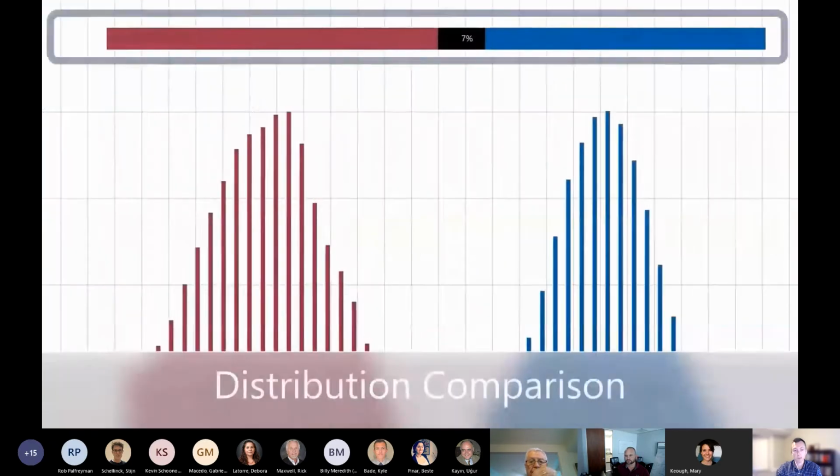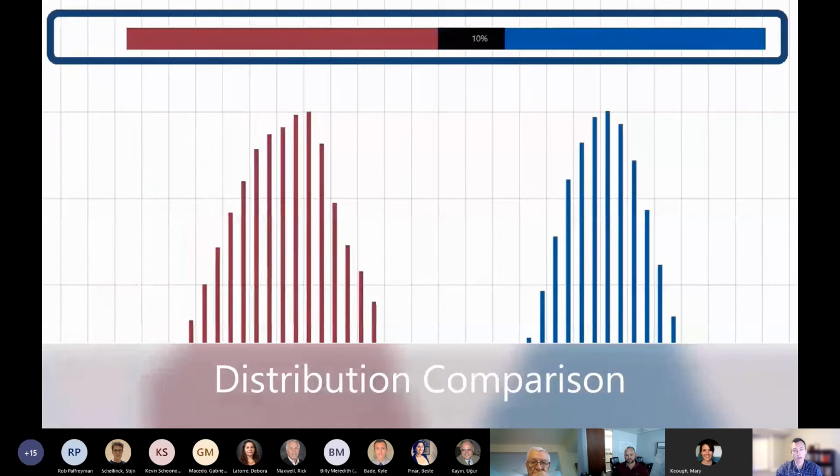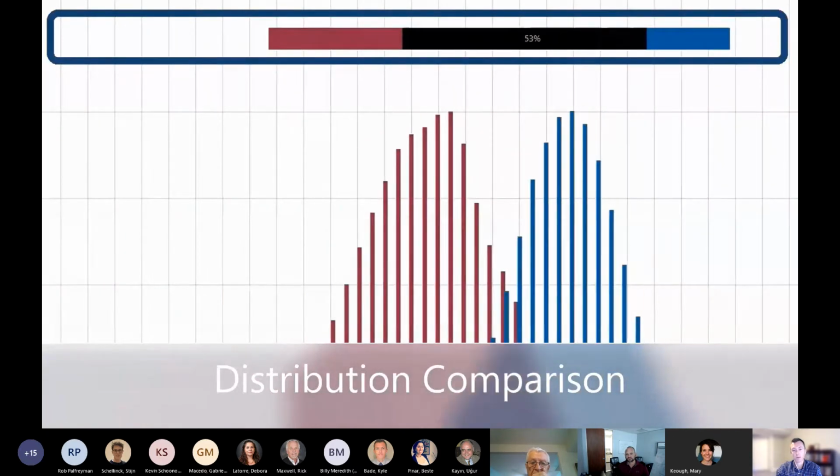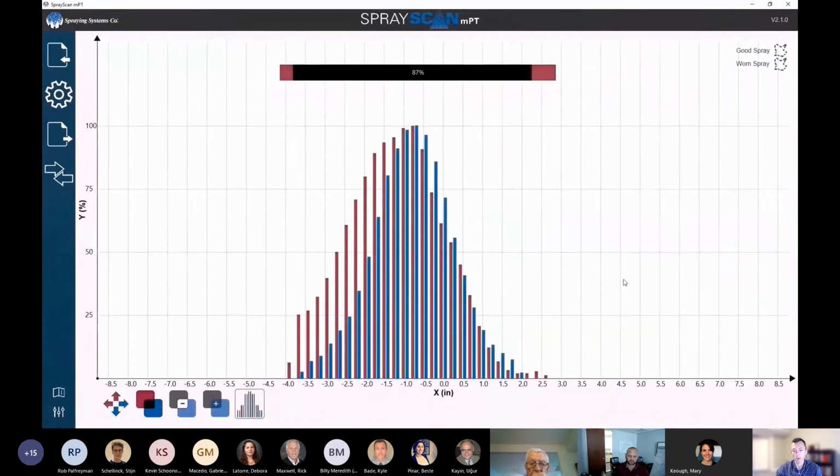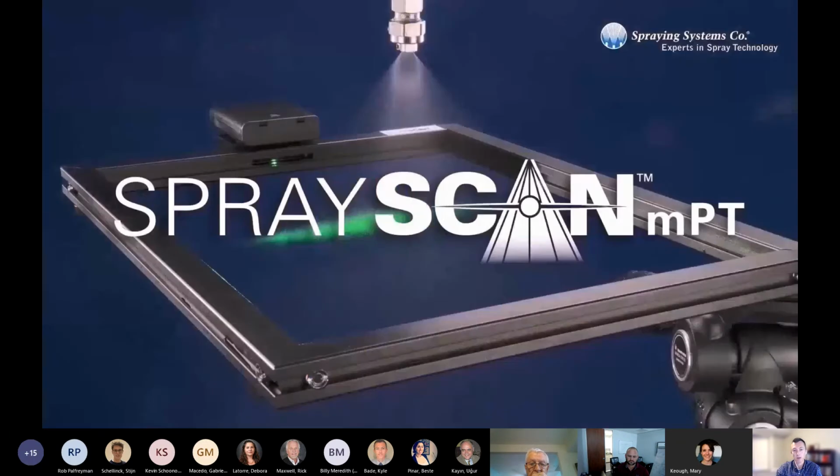evaluate the spray distribution in 2D, or as you see here in 1D, depending on if you're trying to coat or distribute in a tower, or if you're trying to coat onto a surface where the 1D distribution might be more important with a conveyor application. So in a matter of a minute, you take this thing out of the box and you can really be evaluating sprays in great detail.